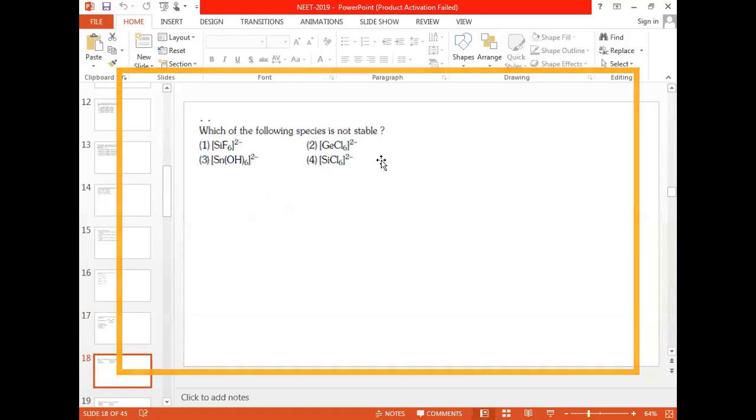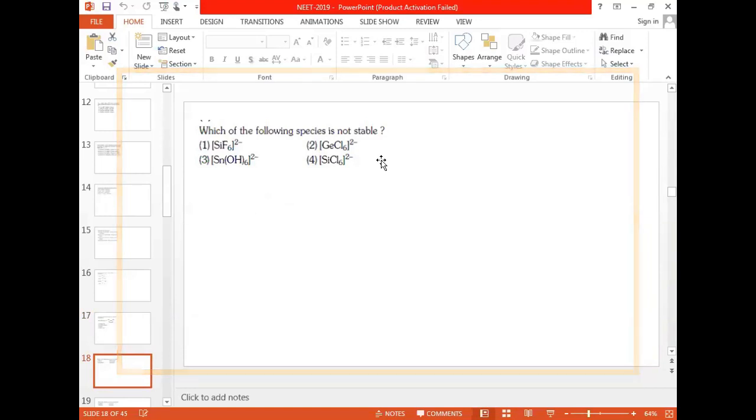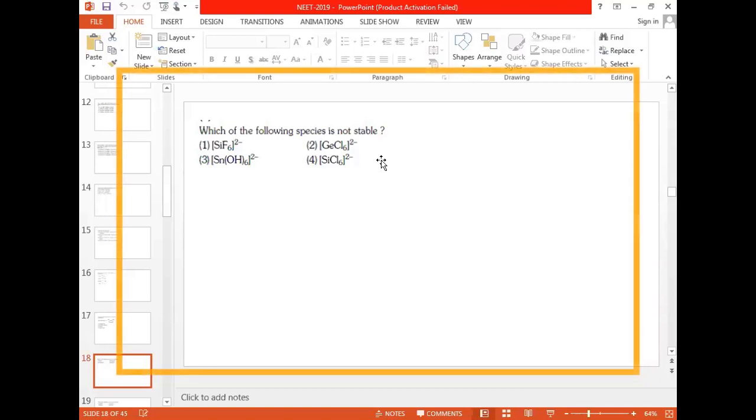Which one we can take? Any idea regarding this? See, first of all, all of these are from which chapter? 14th group, correct? Yes, sir. All are from 14th group. SiF6 2 minus, okay, we can adjust because fluorine is small in size.